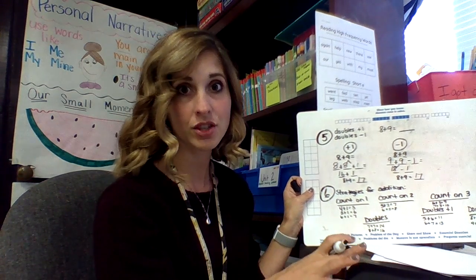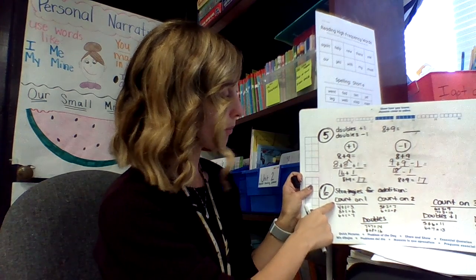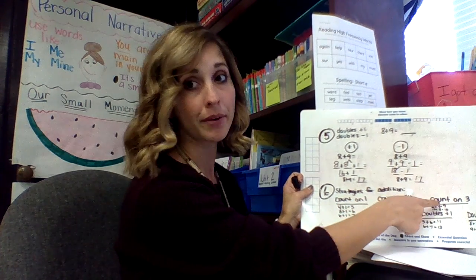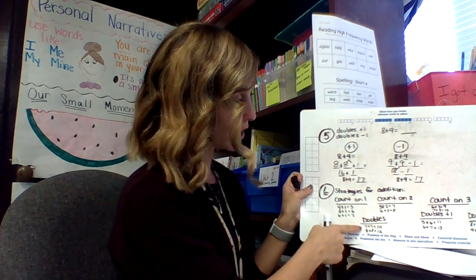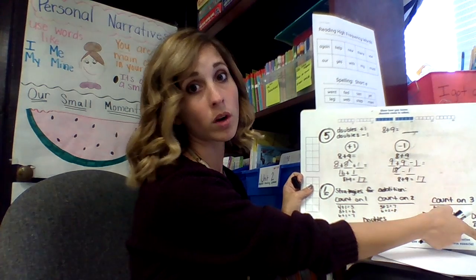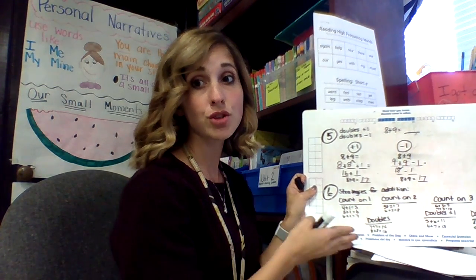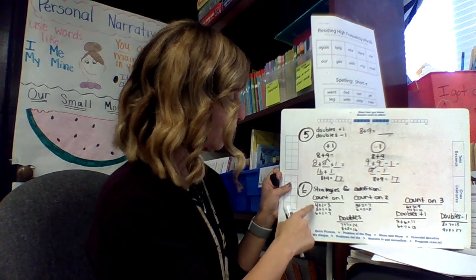Moving on to lesson 6. Lesson 6 is strategies for addition. We have multiple strategies that we can do. We can do counting on by 1, counting on by 2, counting on by 3. We could use our doubles plus 1, or our doubles minus 1. These are all the strategies that we could use when adding. So if I'm counting on by 1, for example, say I had 4 plus 1, I would say 4, 5.